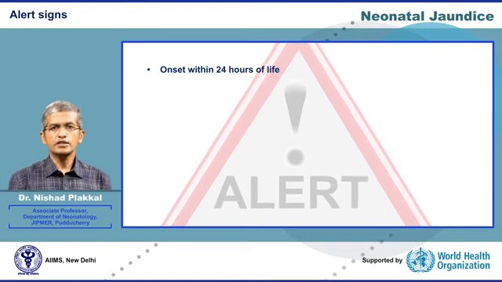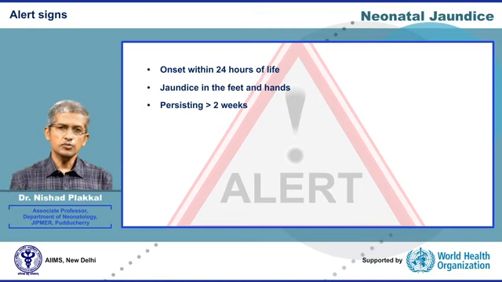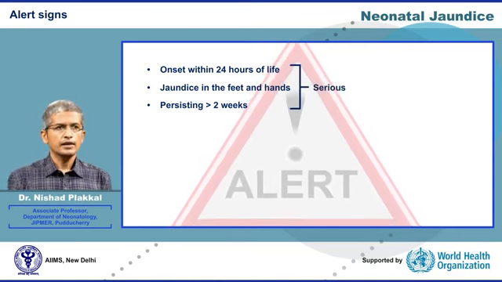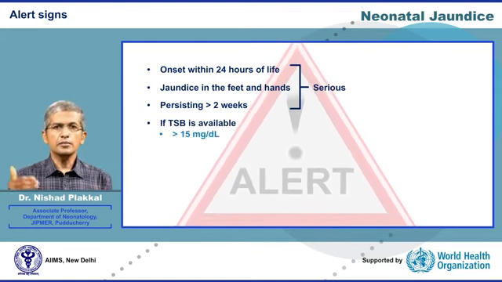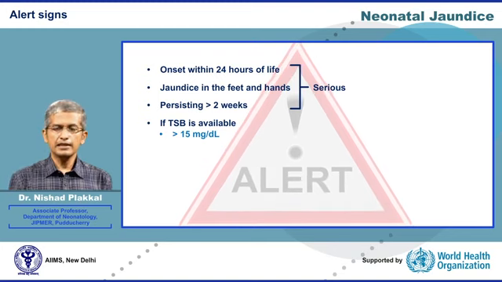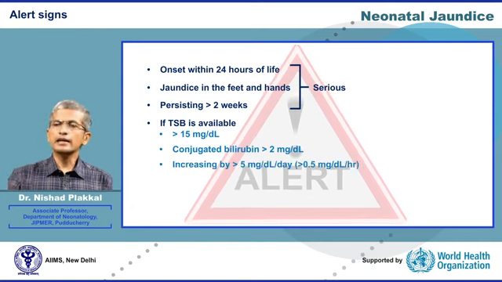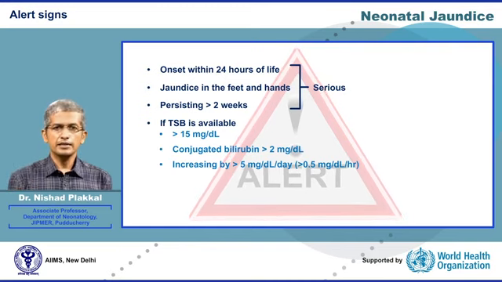Jaundice that appears in the first 24 hours of life, involvement of the palms and soles, or jaundice that lasts more than 2 weeks indicate a more serious underlying condition. If a serum bilirubin is available, total bilirubin levels more than 15 milligrams per deciliter, or conjugated bilirubin levels more than 2 milligrams per deciliter, or a very rapid rise in the bilirubin levels more than 5 milligrams per deciliter per day or more than 0.5 milligrams per deciliter per hour, indicate a faster progression of jaundice and should be treated more seriously.